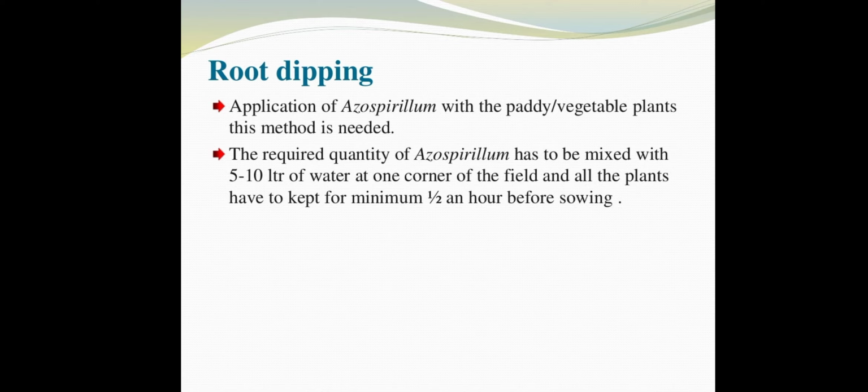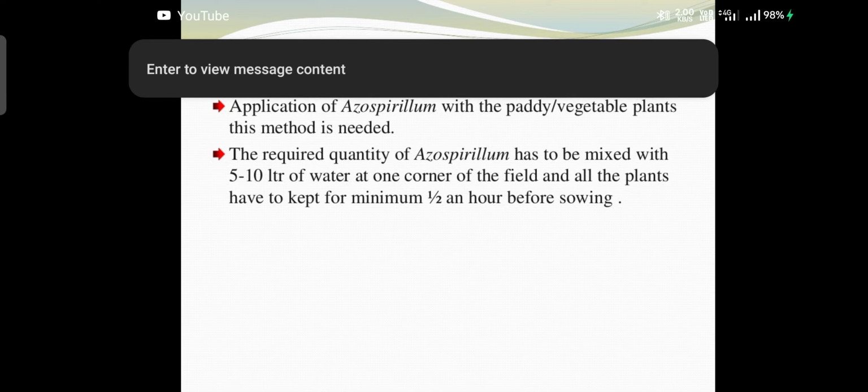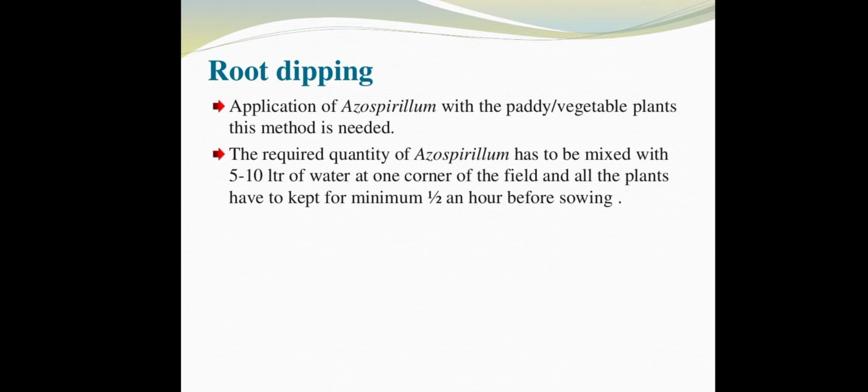Then next method is root dipping. Here application of Azospirillum with paddy or vegetable plants is followed. Here the required quantity of Azospirillum has to be mixed with 5 to 10 liters of water at one corner of the field, and all the plants have to be kept for minimum half an hour before sowing.